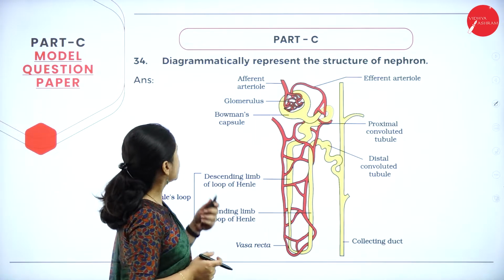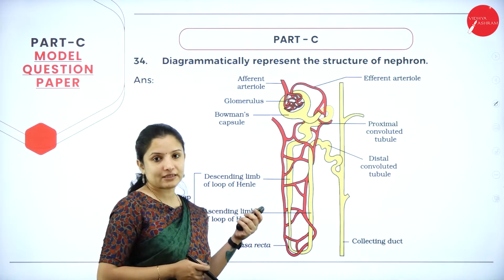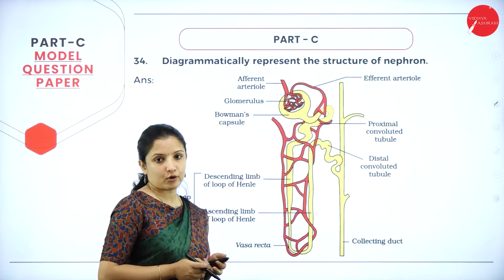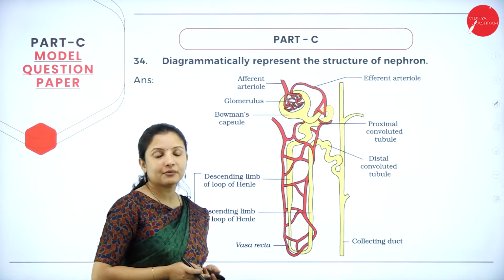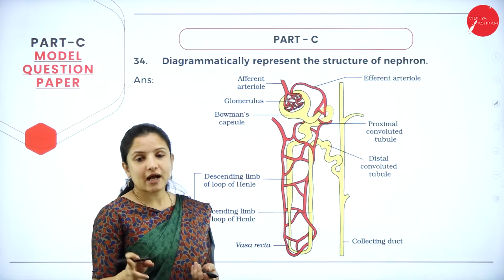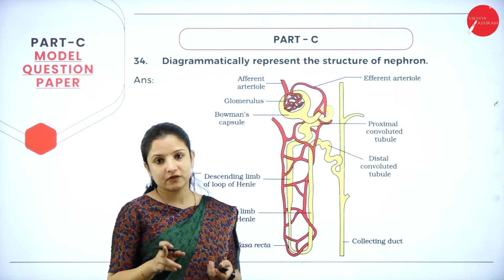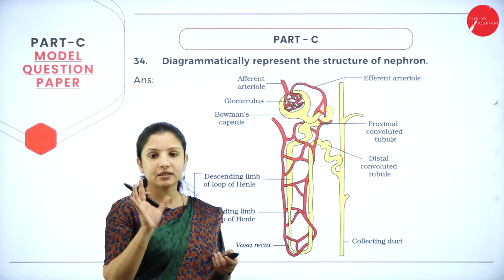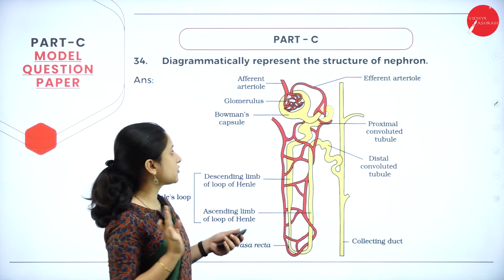So next, moving on to the next question. Here also again they have asked for a diagram. Diagrammatically represent the structure of nephron. So this is a nephron. Nephron is nothing but the unit of a kidney, right? If they ask for a nephron, don't draw the structure of the kidney. Nephron is a unit of kidney. Thousands of nephrons together are present in the kidney. One nephron you will be drawing here.